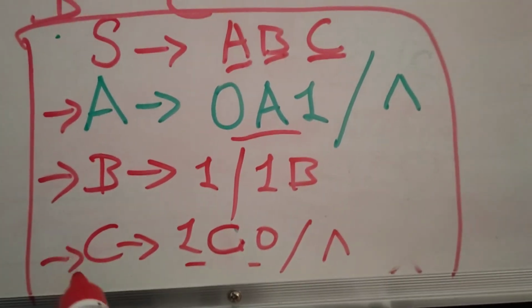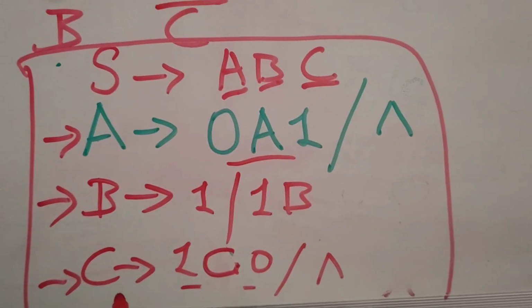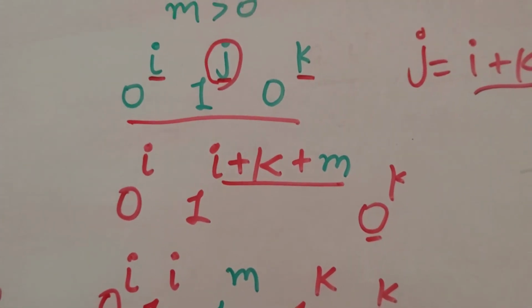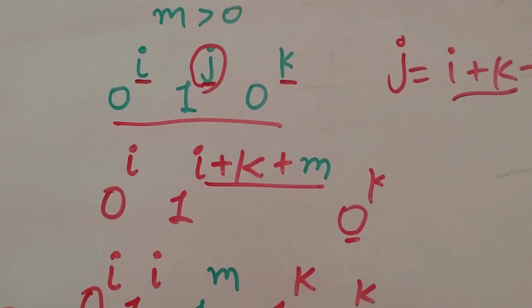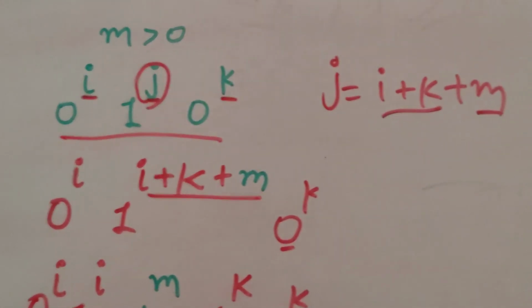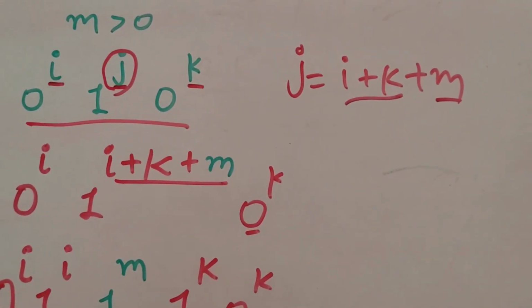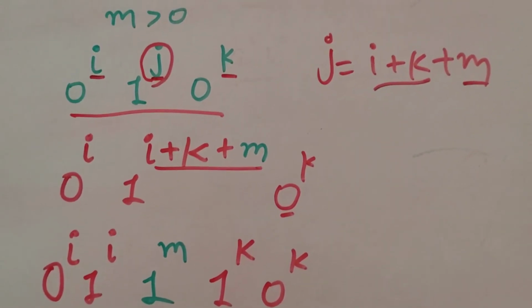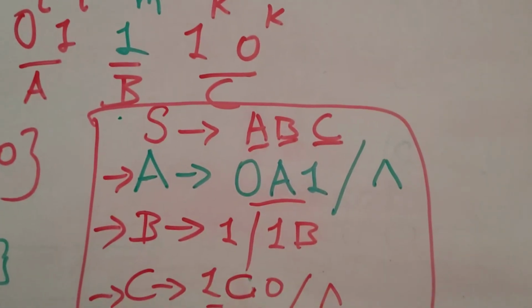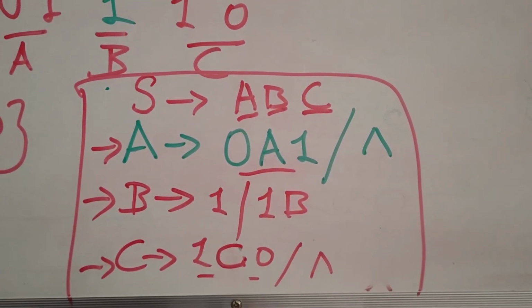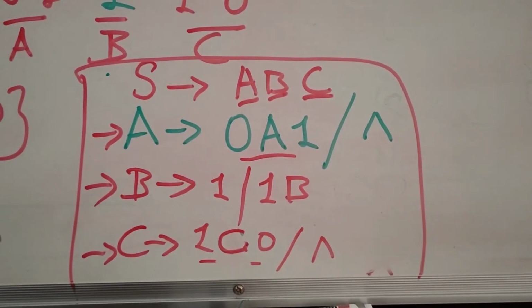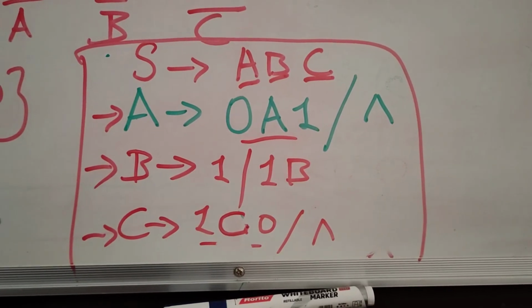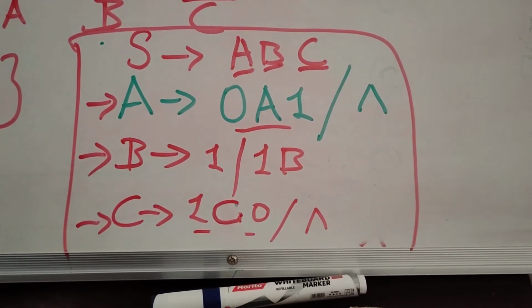So these are the production rules for getting 0 raised to i, 1 raised to j, 0 raised to k, where j is greater than or equal to i plus k. That's why we have taken j equal to i plus k plus m. So j will always be greater than i plus k, where m is greater than 0. So these are the production rules: from S I am getting ABC, from A I am getting occurrences of 01, from B I am getting occurrences of 1, from C I am getting occurrences of 10.